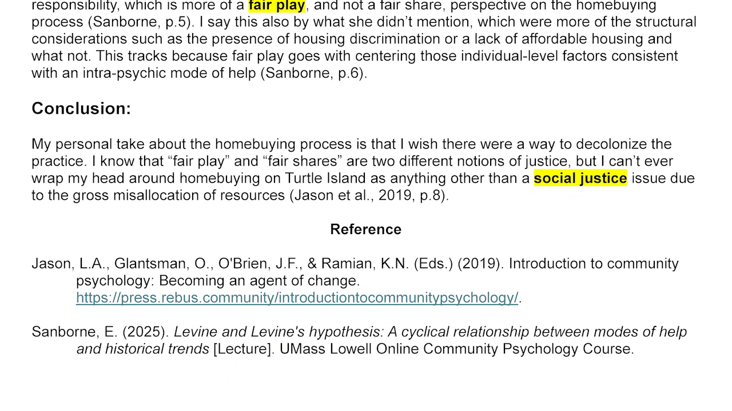And the brief conclusion, my personal take about the home buying process is that I wish there were a way to decolonize the whole thing. I do know that fair play and fair shares are two different notions of justice, but I can't ever wrap my head around home buying on Turtle Island as anything other than a social justice issue due to the gross misallocation of resources. At this point, I can use AI ethically. I have actually done the work and I have a complete draft.